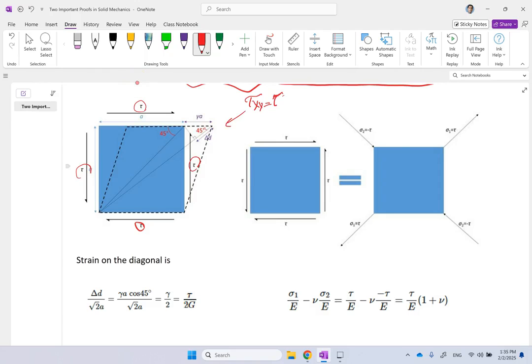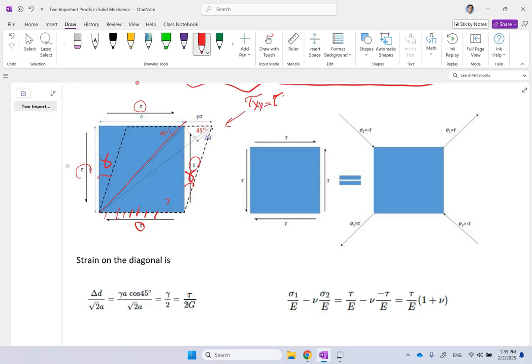Now, what I want to calculate is how much this diagonal direction will change its size. What is the change in the length in this direction? Let's first find out how much the diagonal will increase in size. So here we fix this bottom portion, and we apply tau on the other side, so we get the shear strain on this angle, and that is equal to gamma. So this whole angle is gamma.